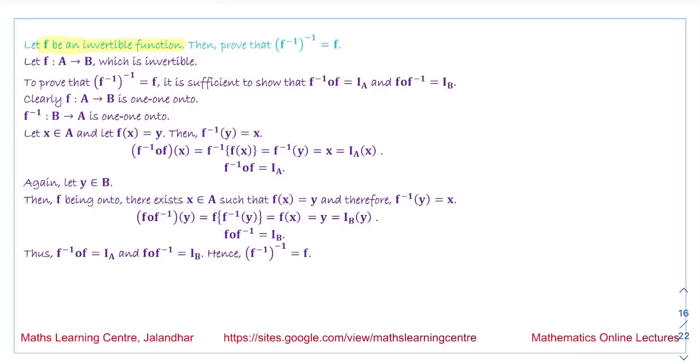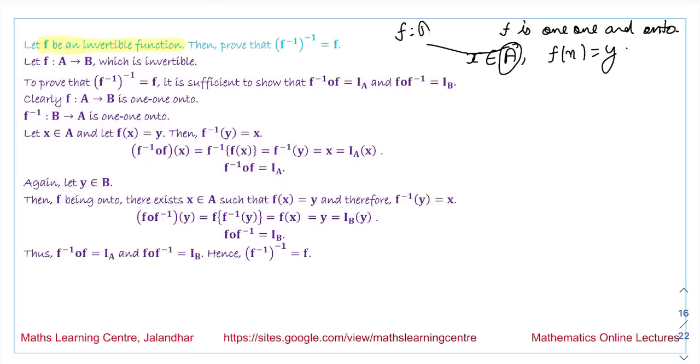So it is given that f is invertible. So it means f is 1-1 and onto. It is a bijective function. Suppose there exists an element x belongs to A such that f of x is equal to y. A is the domain of the function, and f we are considering is from A to B. As this function is 1-1 and onto, that is, it is invertible, we are saying that x is equal to f inverse of y.